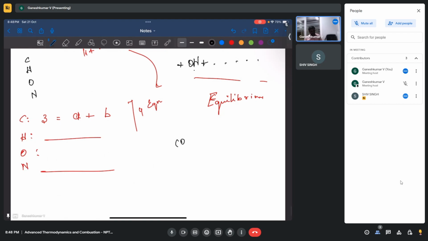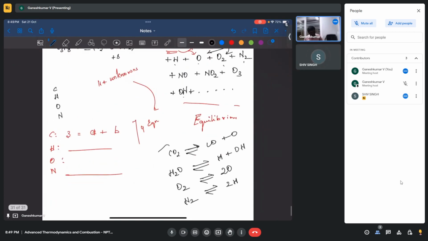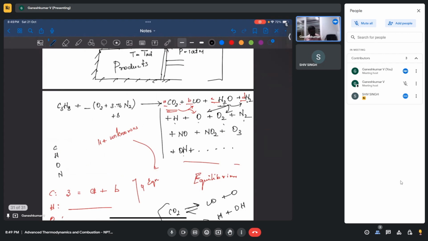So for example, CO2 you can write as CO plus O, and H2O you can write as H plus OH, right? And similarly, O2 can dissociate to 2O. Similarly, H2 can dissociate to 2H, right? So these are all separate equilibrium reactions you need to consider in order to calculate the coefficients of all these products, the product composition.